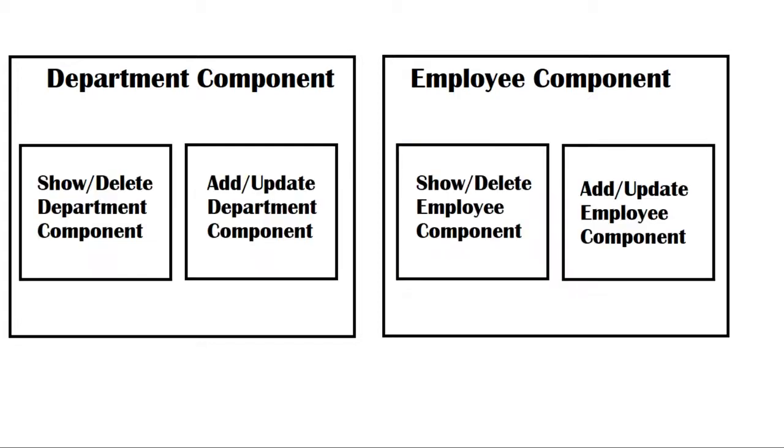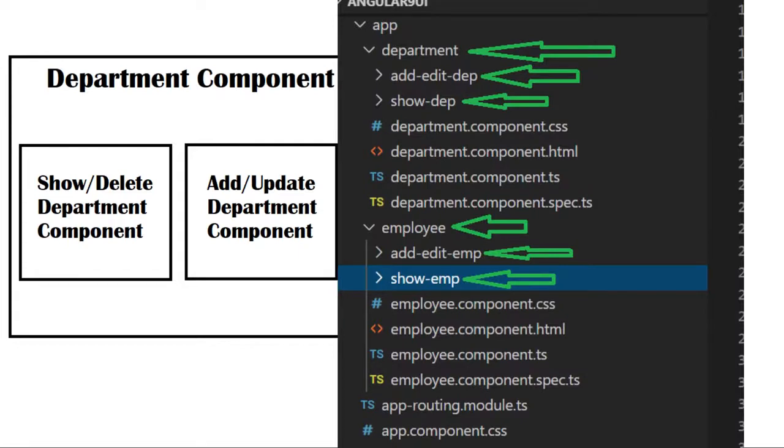Again, inside each of these components, we can add child components. One child component to show or delete records. Another child component to add or update records. And this is how the component folders actually looks in the project.